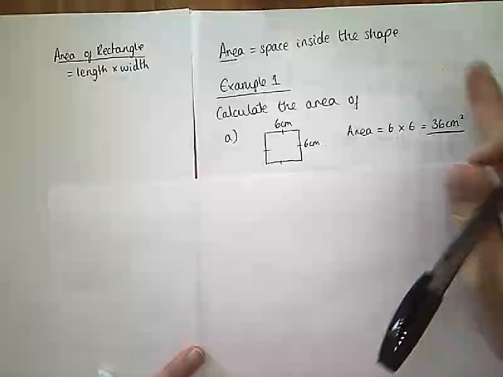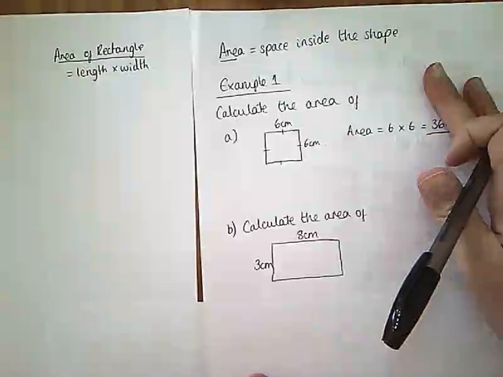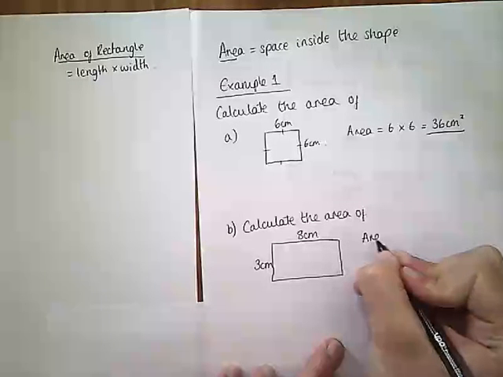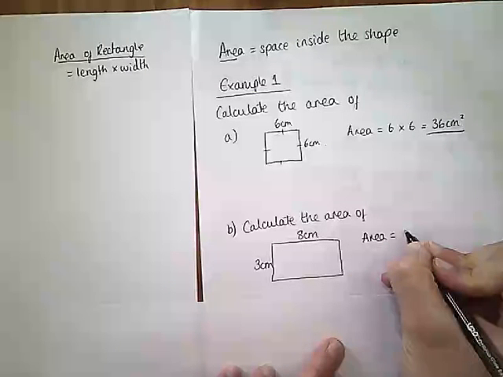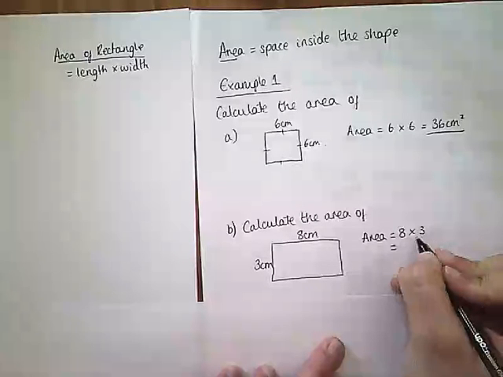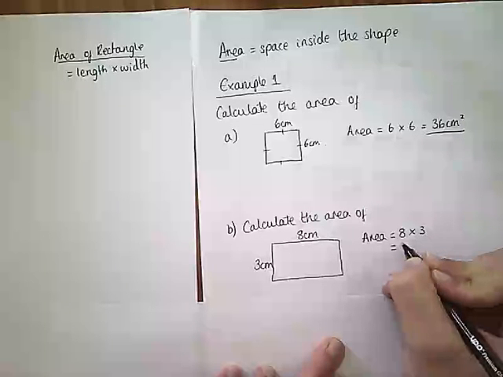Example 2. Here is a rectangle, not drawn to scale. None of these are ever going to be drawn to scale. To calculate the area, you do length times width, 8 times 3. It does not matter what order you're putting these in, because when we multiply things, 8 times 3 is the same as 3 times 8. So it doesn't matter what order you put it in. 8 times 3 is 24 centimetres squared.